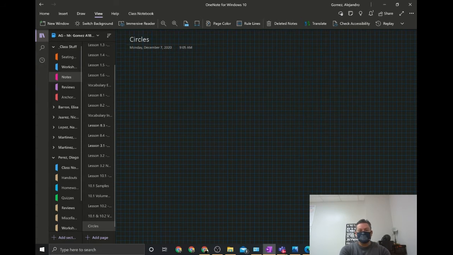Okay, the circumference is going to be the outside of the circle, so kind of like the perimeter of any shape. In circles, the perimeter is called the circumference, so it's going to be the outside, and then the area is going to be the inside of the circle. How much area does a circle cover?